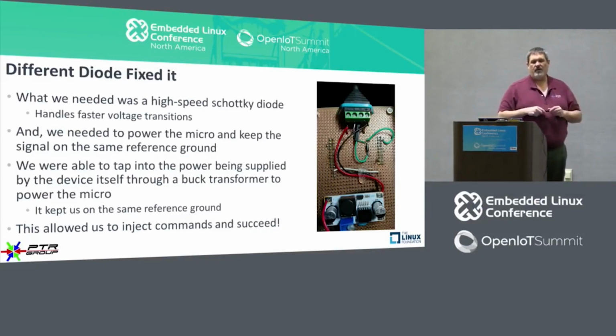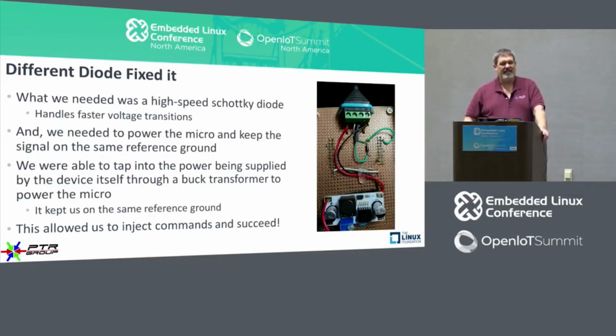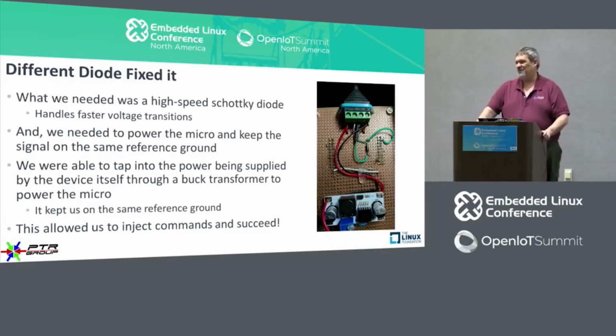We needed to power the micro and to keep the signal at the same reference ground. This is a tricky thing. We definitely want to make sure that the ground being referenced in the controller, the real controller, is the same ground we're referencing in our circuitry. Otherwise, we get ground loop problems and things just go to hell in a handbasket. So what we did was, remember that 9.6 volt power? We pulled that 9.6 volt power, ran it through a buck transformer, that's that little white thing you see down there, and converted it to 5 volts to power the microcontroller.